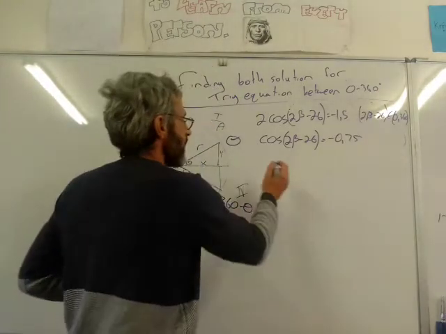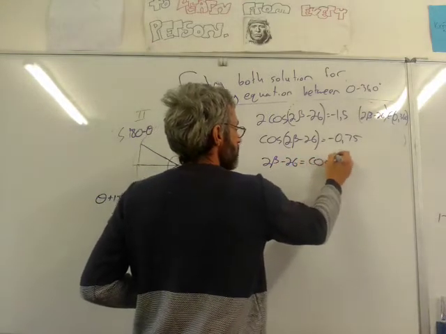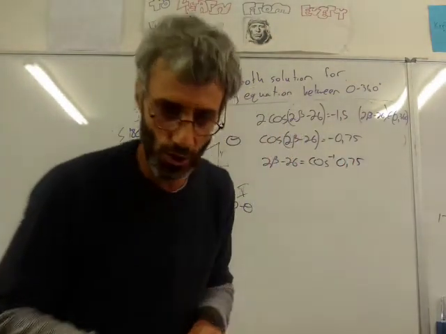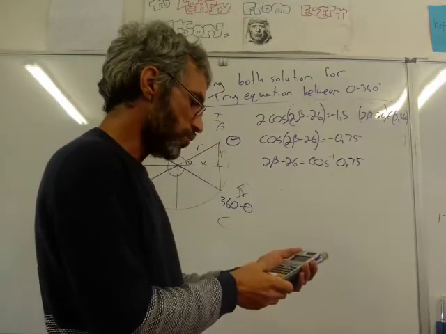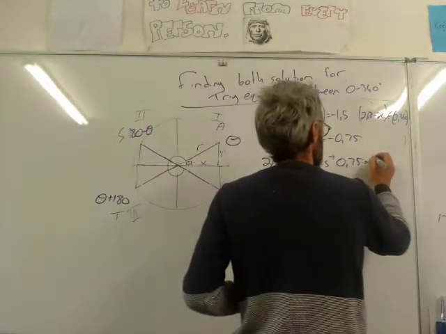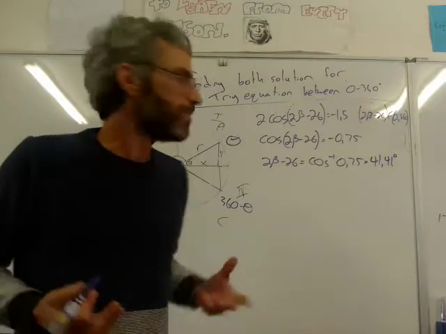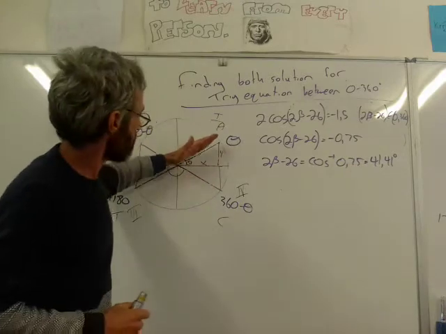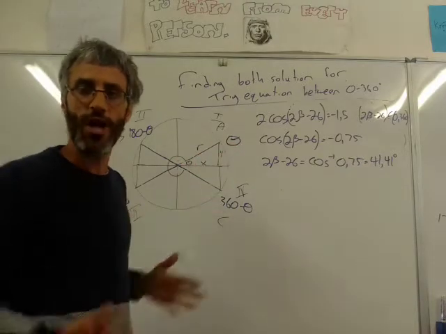Now what we've got to do is use the calculator. If I want to find 2 beta minus 26, I do cosine inverse, and I ditch the minus, using 0.75. Let's do that. Shift cosine, I use the positive 0.75, and I get 41.41. Now, that's obviously the wrong answer because I used positive instead of negative 0.75. But I know this gives me the acute angle, and now I'm going to use it to find the right answer.